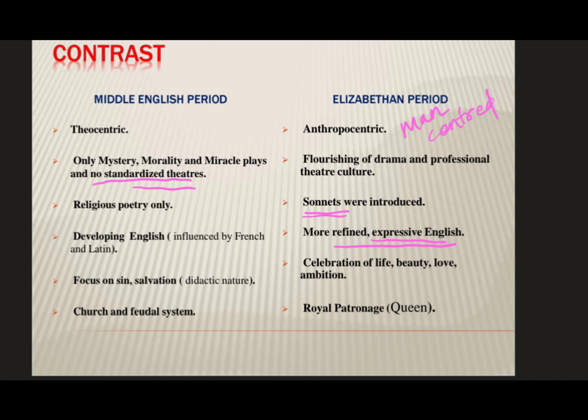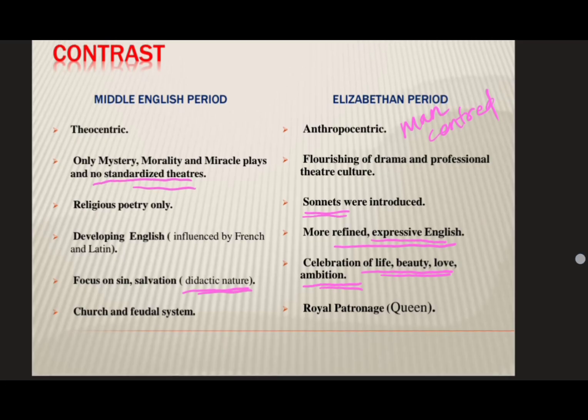Now, the texts were all in didactic nature. In the Middle English period, it focused on sin and salvation and moral instruction, whereas in the Elizabethan period, texts or literary contexts were all written about celebration of life, beauty, and ambition.